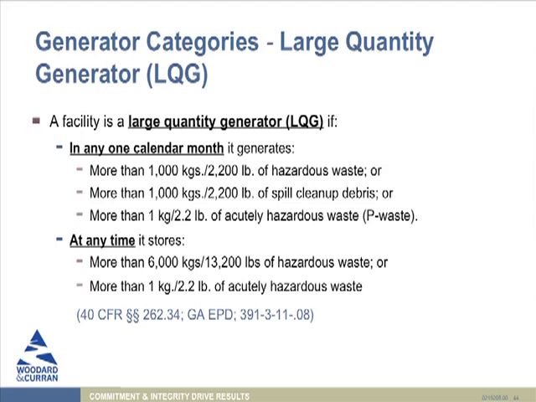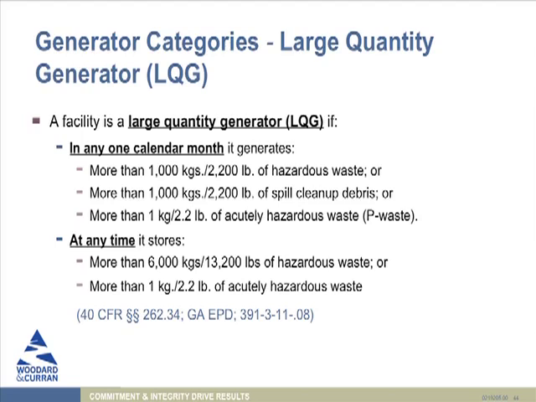So it's either of those 2 conditions: what you generate in a month or what you store at any time. So again, that's why we focused a lot on that P-listed waste, because that all by itself is much more likely to bump you up against the large quantity generator requirements than generating more than 1,000 kilograms a month, for most campuses, or storing more than 6,000 kilograms. So that's why it's important.